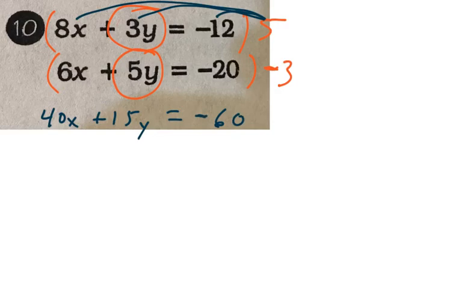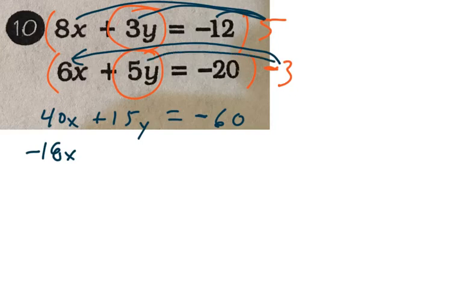Now we're going to do the same thing with -3. -3 times 6 is -18x. -3 times 5 is -15y. Equals -3 times -20 is +60. Now, guys, let me just pause it here in case you need to catch up. But I also want to remind you, be careful with your negatives. You miss one negative, your answer is going to be wrong.